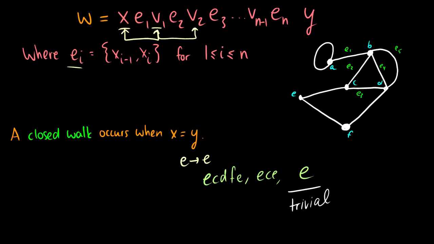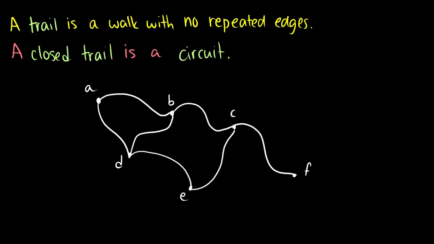Now, you need to keep this idea separate from the idea of a trail. And we're going to introduce a few different terms here, so it's going to get a little bit confusing. Individually, they're very simple ideas, but the hardest part is separating them in your mind and learning the terminology. So a trail is a walk without any repeated edges.